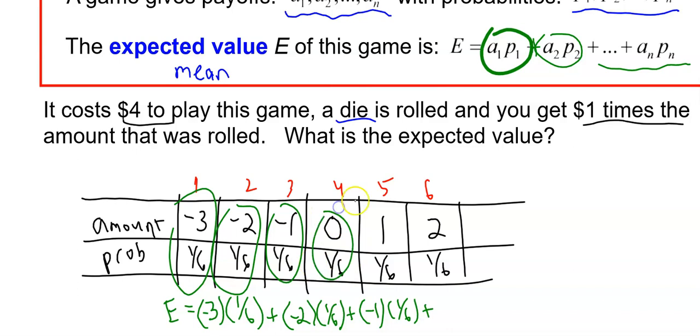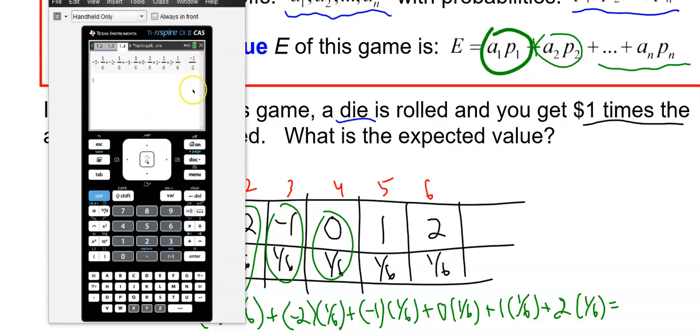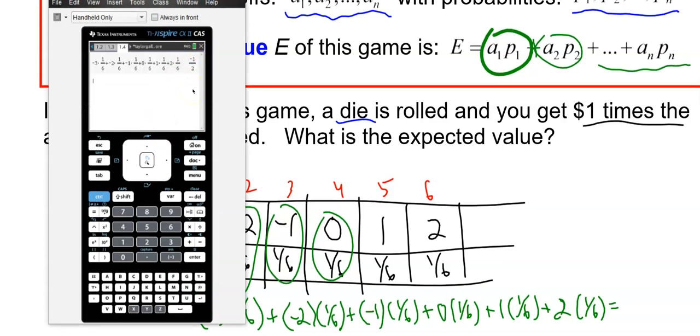plus 0 times 1/6. You could just put 0 there. Plus 1 times 1/6. Again, you could just put 1/6 there. Plus 2 times 1/6. And you're going to type that into your calculator. So I typed that in my calculator. I got negative 1/2.